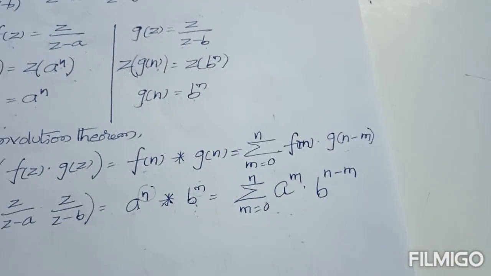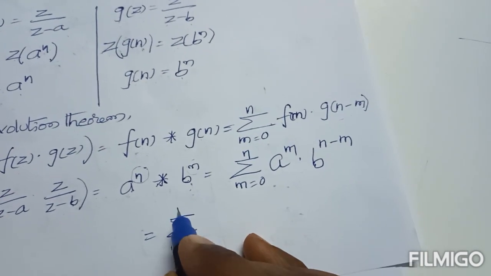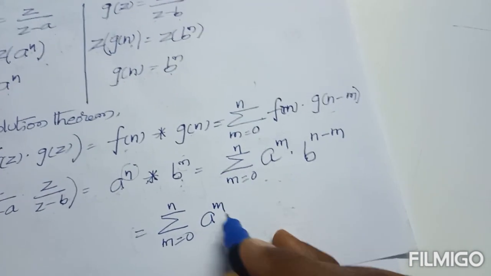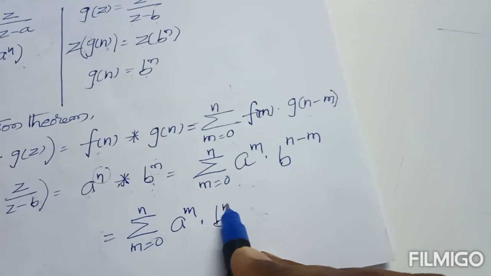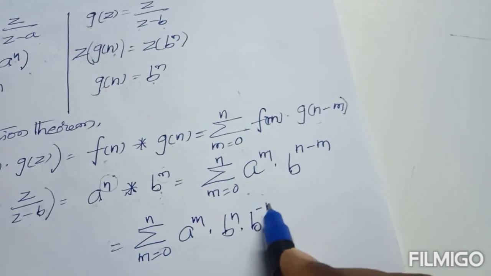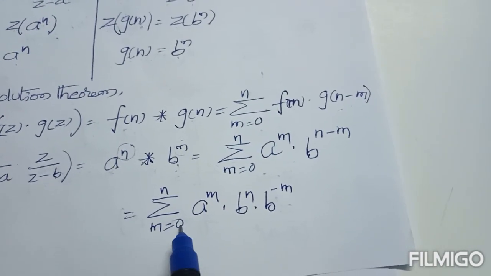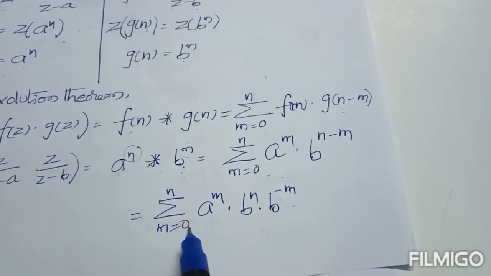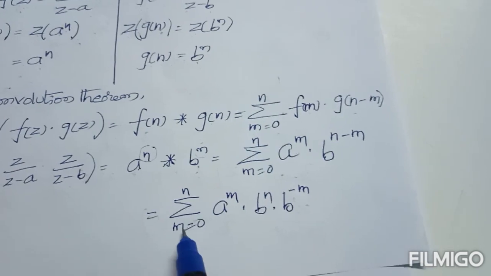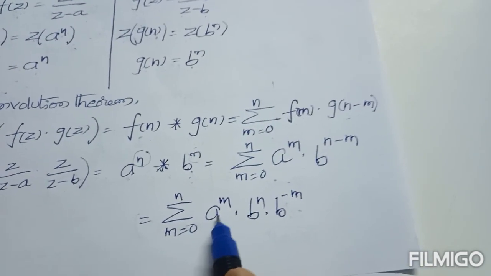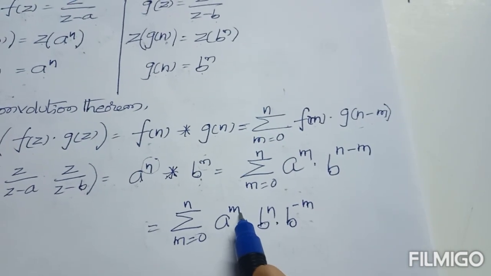Now, ordinary simplification. That equals the summation of m equal to 0 to n of a to the power of m. In the power of b there are two terms, which can be written as b to the power n into b to the power minus m. Here there are three terms. Now m only takes the values m equal to 0, m equal to 1, m equal to 2, m equal to 3, and likewise every whole number up to n. Out of the three terms, b to the power n is a constant; m only changes every time.